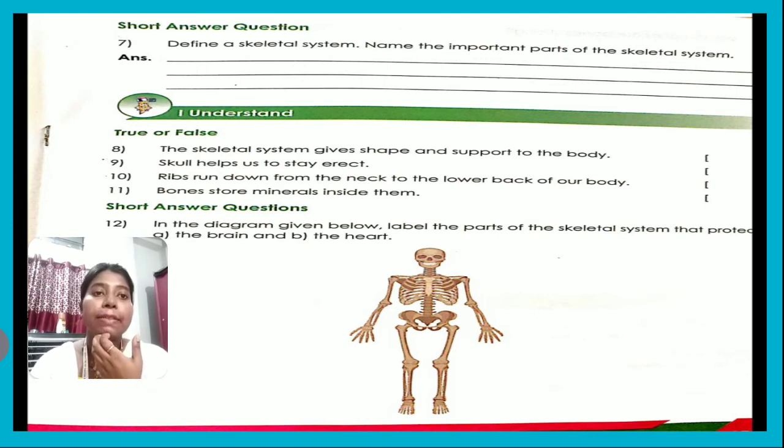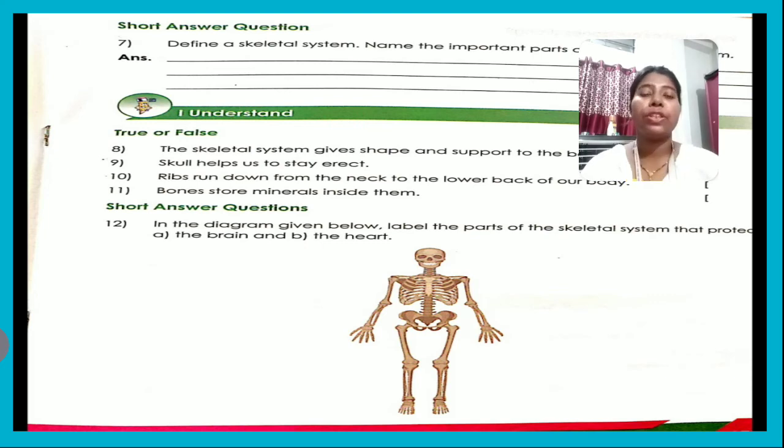Next, move to true and false. The skeletal system gives shape and support to the body. True or false? True. Skull helps to stay erect. True or false? False. Because skull doesn't help us to stay erect, but our backbone helps us to stay erect, isn't it? Okay. Ribs run down from the neck to the lower back of our body. True or false? False, because ribs is a chest bone. Yes or no? Okay. Bones store minerals inside them. True or false? True. Okay.